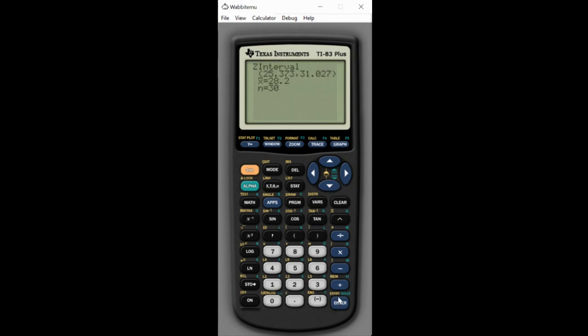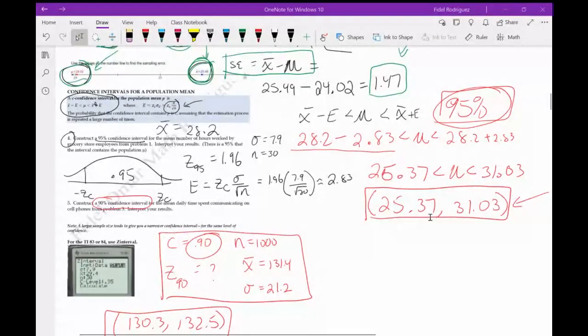Then I'm going to go ahead and go to calculate, and I'm coming up with 25.373 and 31.027. If I were to take those numbers and round them to 2 decimal places, I would come up with 25.37 and 31.03. And if I stop sharing this and come back to my notes, 25.37 and 31.03, and we came up with the same exact answer.